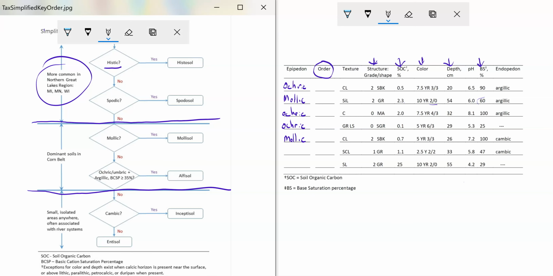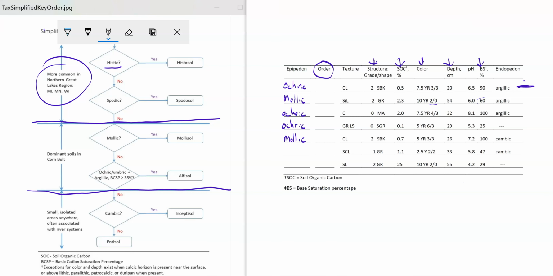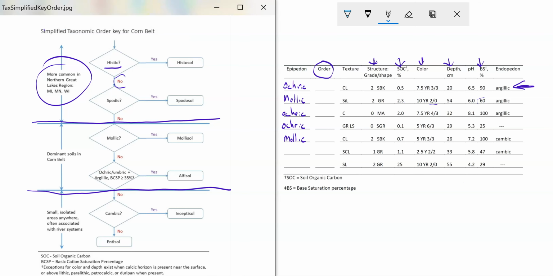So, does it have a histic horizon is the first question. We come over and we look at our first horizon here, and it says it has an ocric horizon at the surface. Well, we have to go back and remember that histic is a surface horizon. This one has an ocric, so the answer is no.